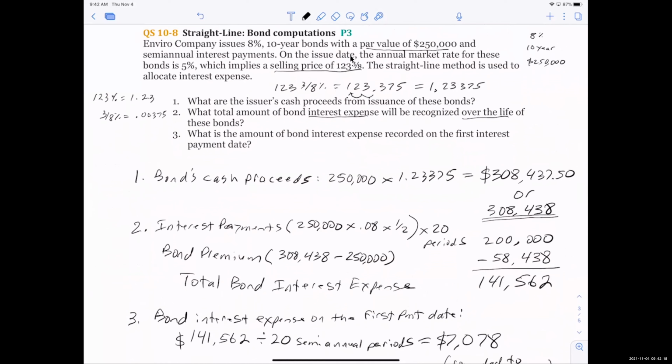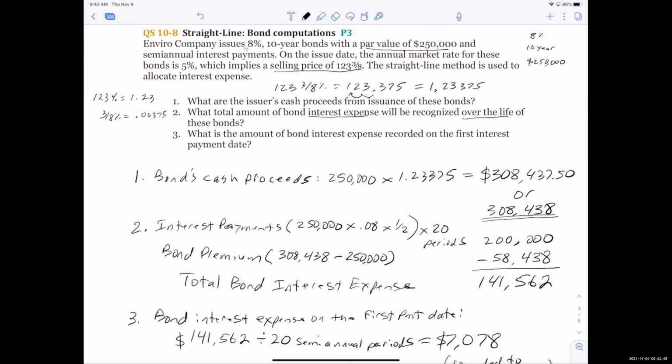And the market rate is 5%. Well, check this out. Right off the bat, it's going to be a premium. Why? Because we are offering 8%, but the market is only 5%. So of course, the investors go, we'll buy your bond at 8%, and you go, not so fast, because we know that you can only get 5% on the market.